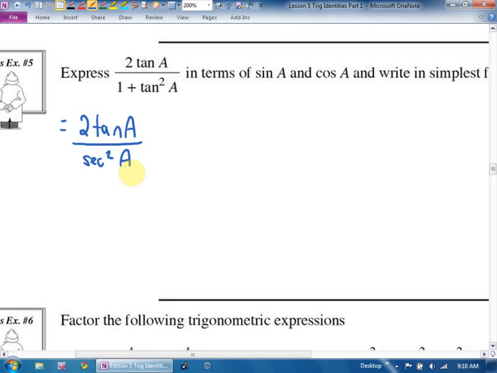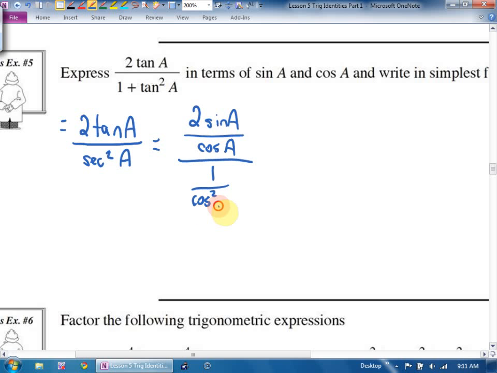So you ready? What's tangent in terms of sine and cos? What's 2 tangent in terms of sine and cos? 2 sine over cos. Not 2 over 2. Just the 2 goes on top. All over. What's secant in terms of sine and cos? 1 over cos. What's secant squared in terms of sine and cos? 1 over cos squared. Okay.